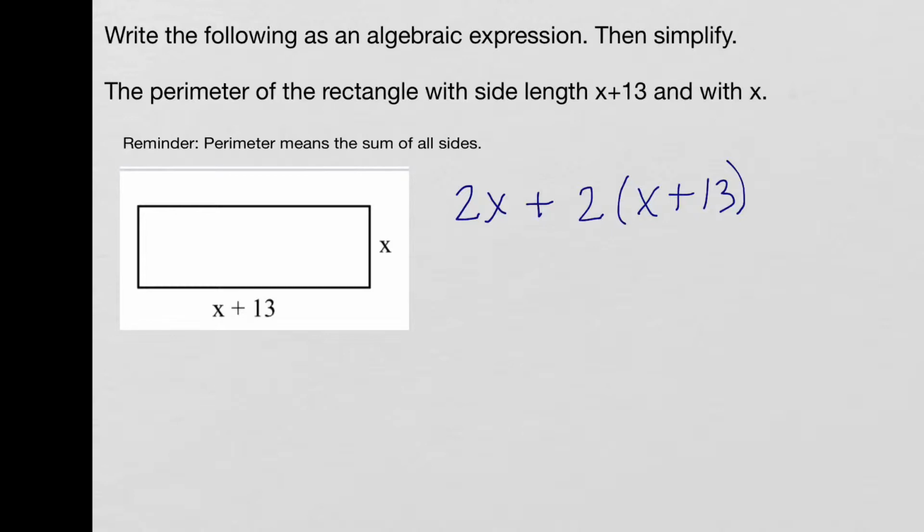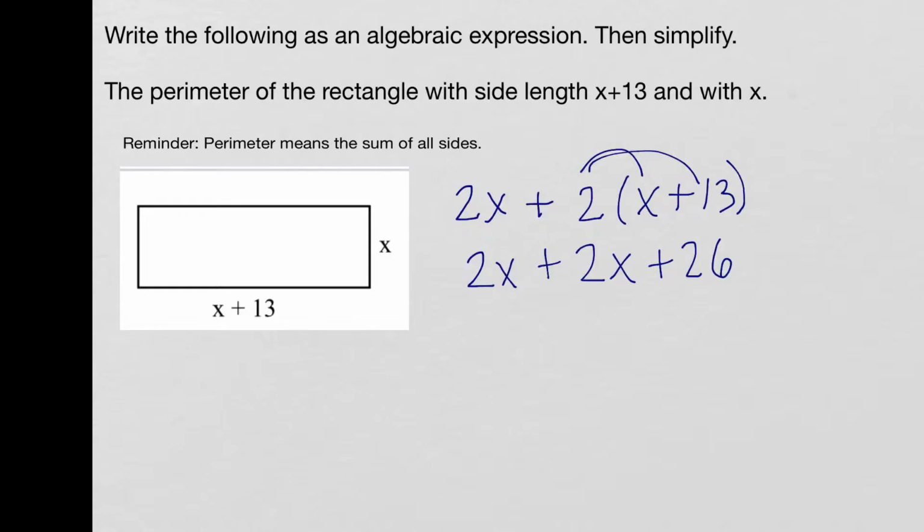We are not solving an equation. We are simplifying what we said is an expression. An expression cannot be solved. It can only be simplified. So we will simplify this expression by first distributing. So we have 2x plus 26.